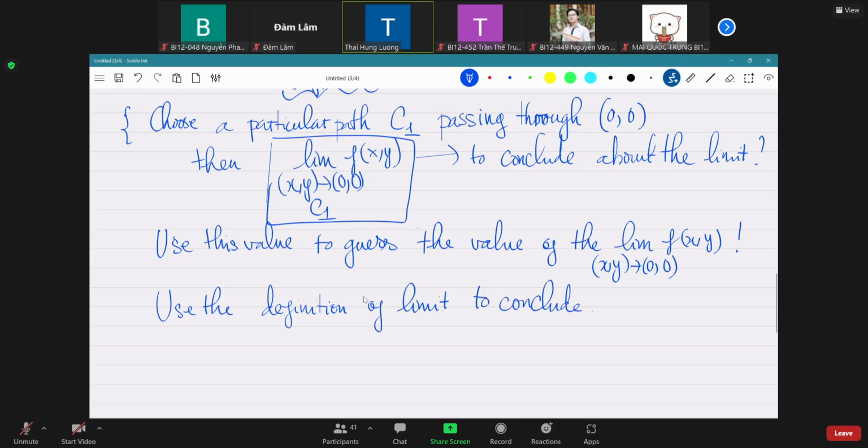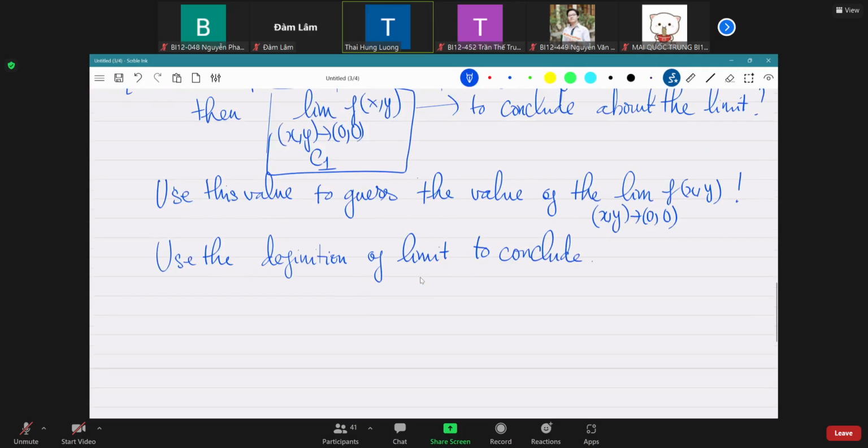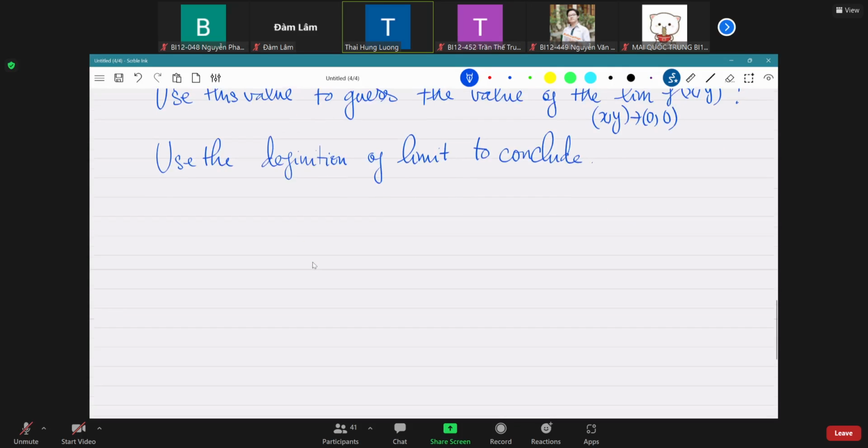That means we can follow this scheme to use the definition of limit to find the value of the limit. That is the first way to do this exercise.